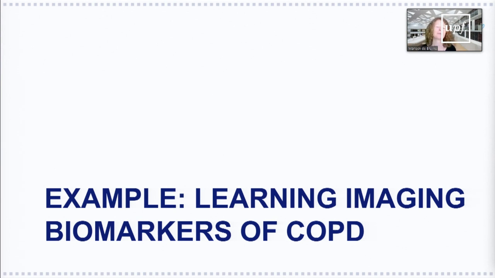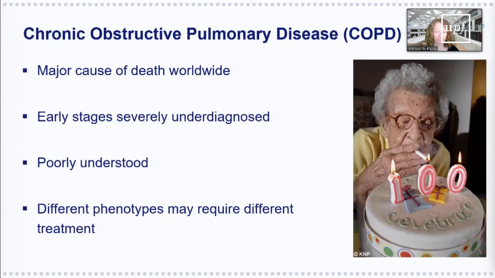All right, one more example, learning imaging biomarkers of COPD, chronic obstructive pulmonary disease. So first, some background on that. COPD is one of the leading causes of death worldwide. Early stages are severely underdiagnosed. There is no cure, but proper disease management can slow down disease progression. So we want to be able to detect it, and preferably in an early stage.